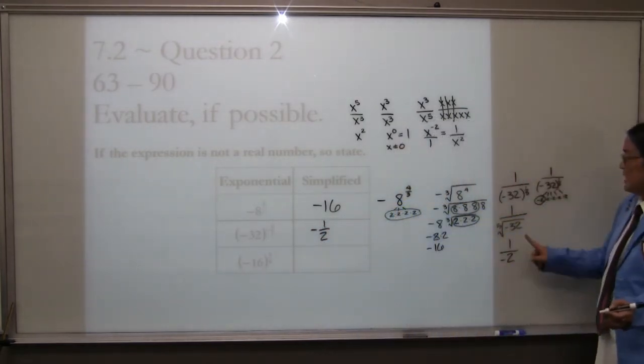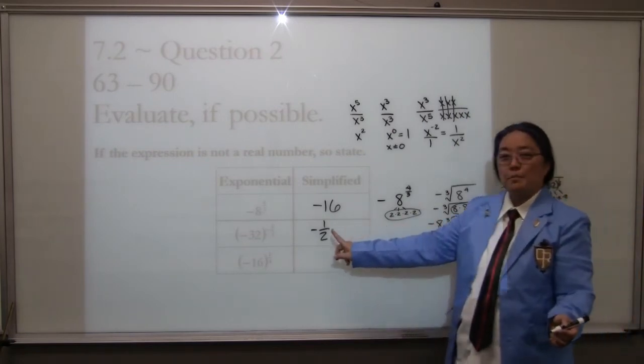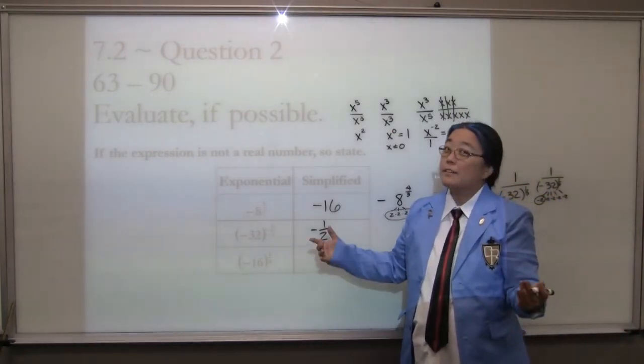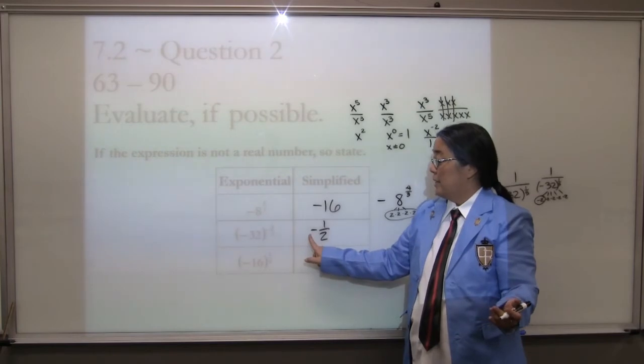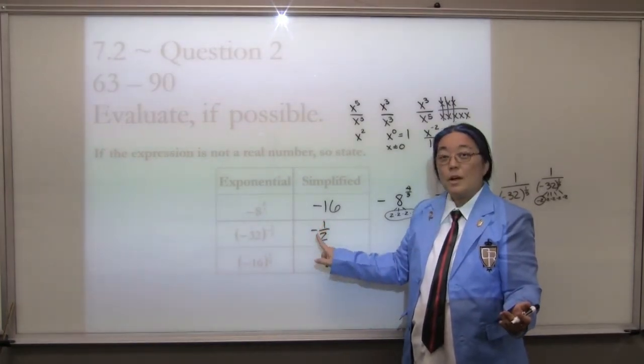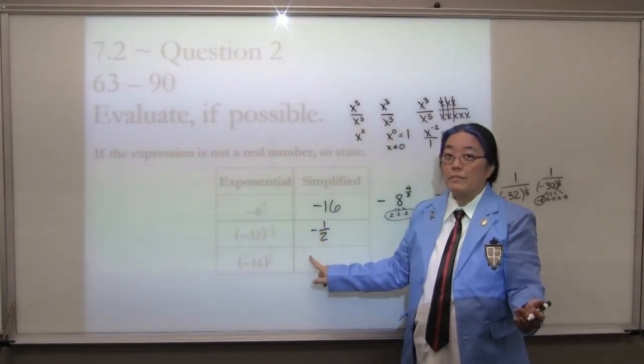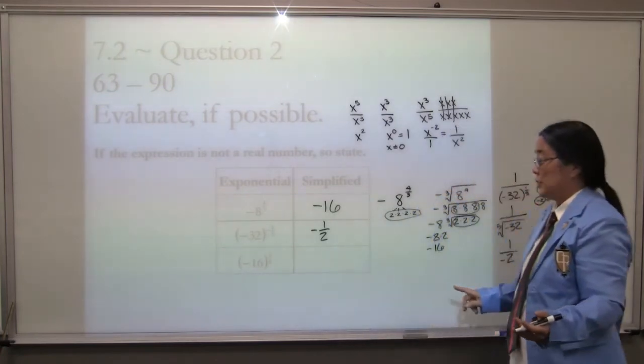Interesting. These have a negative 2 in the denominator, but I put the negative in the front. Folks, normally we have a negative in the front or a negative on the top. Very rarely would we write a negative in the denominator of a fraction.